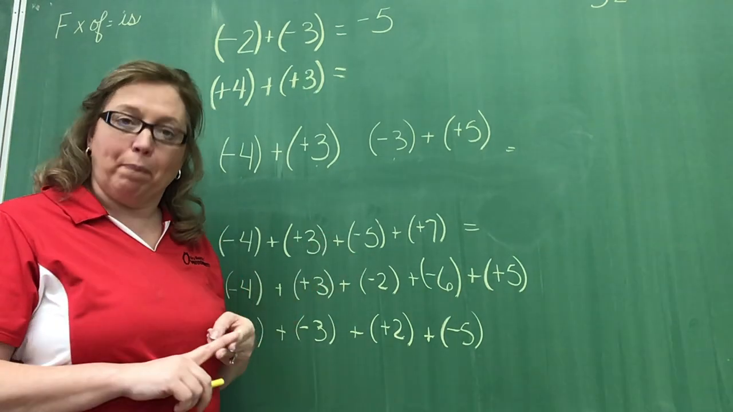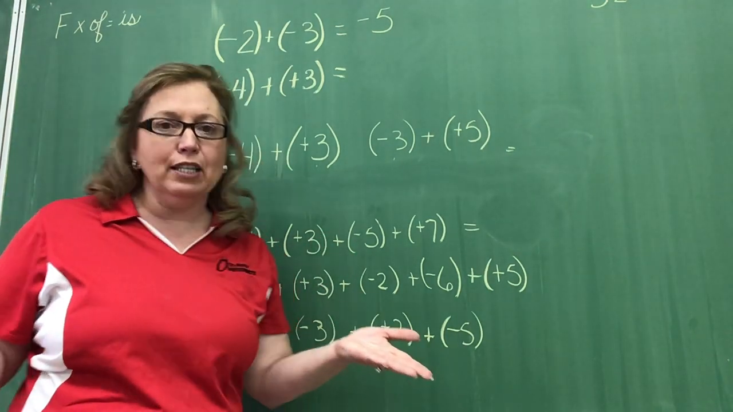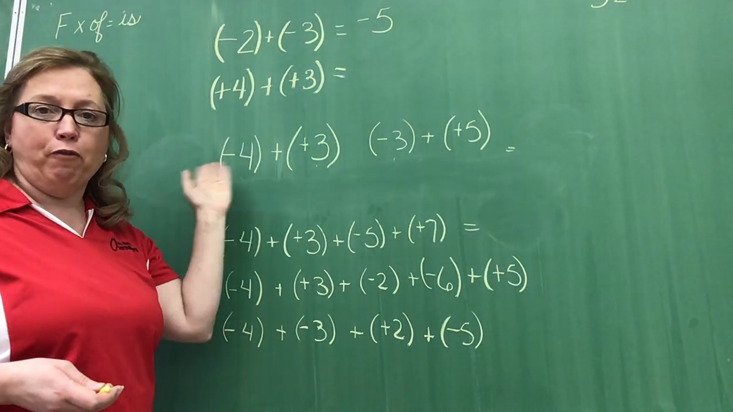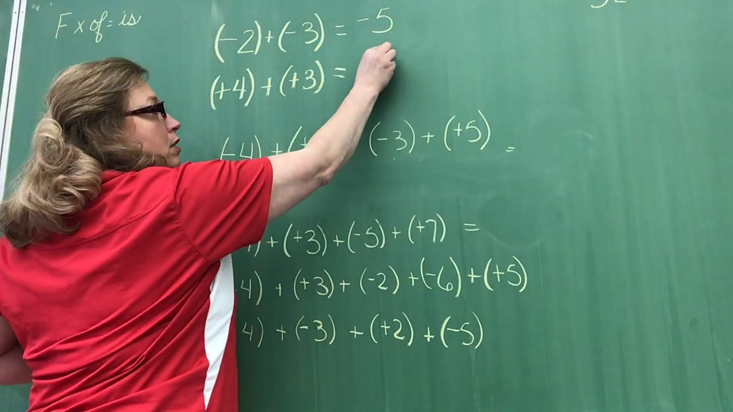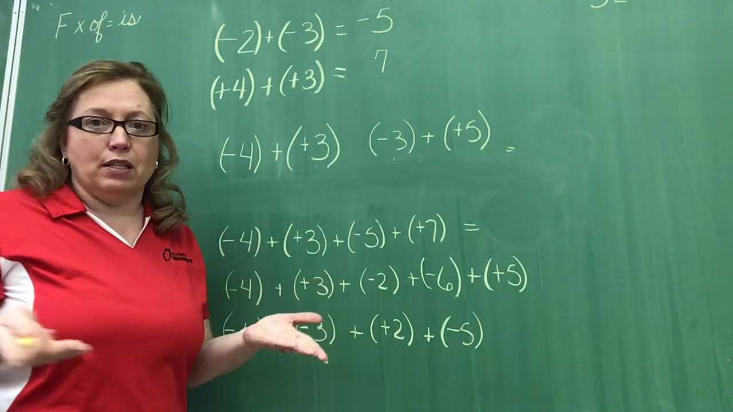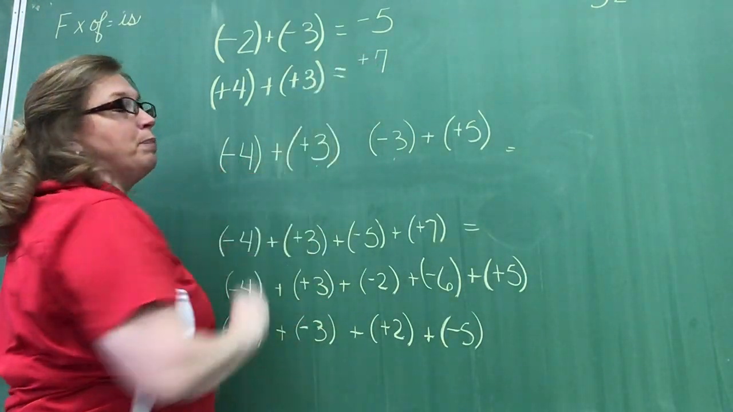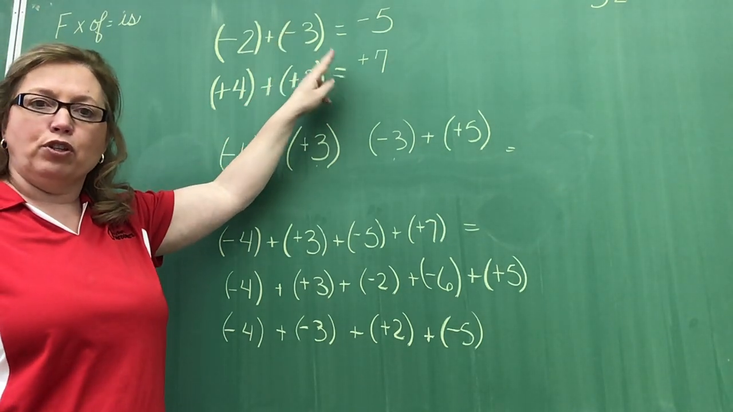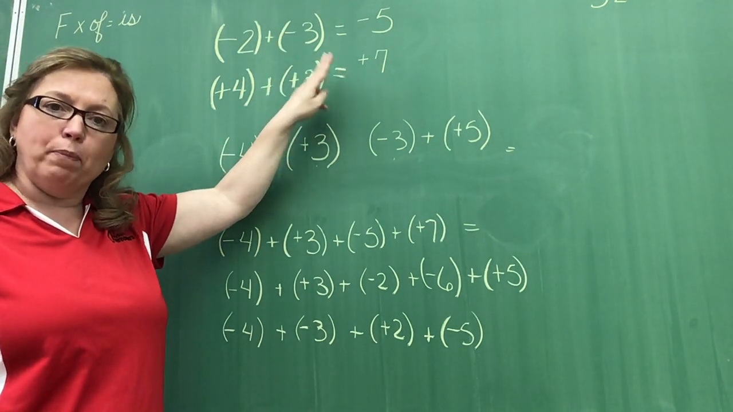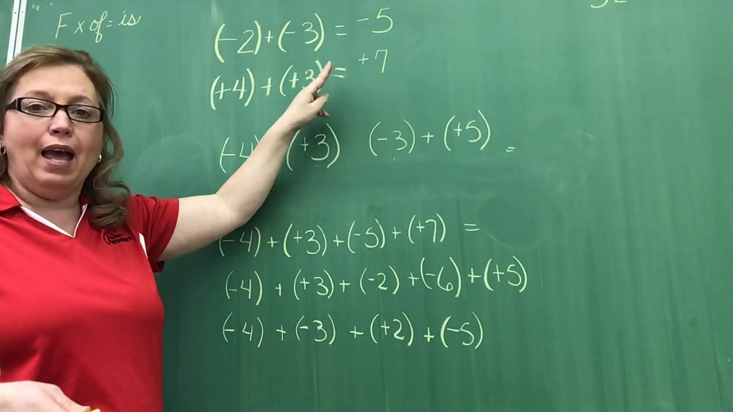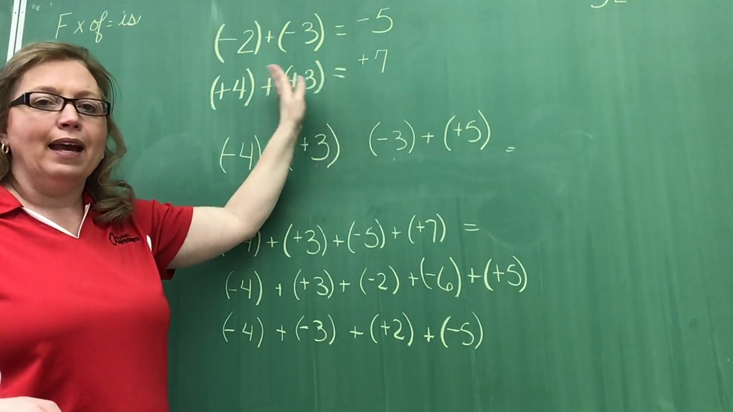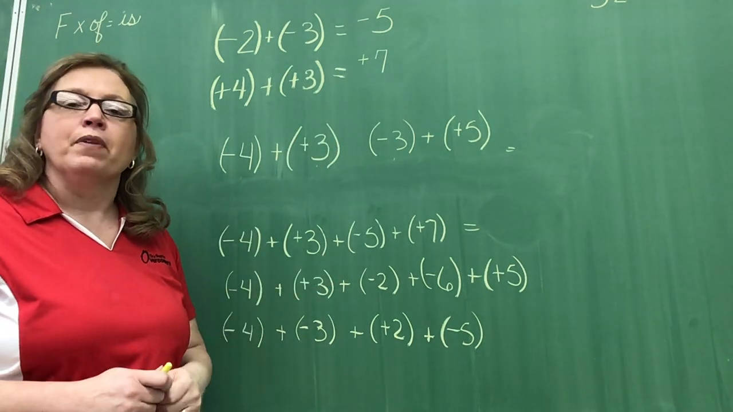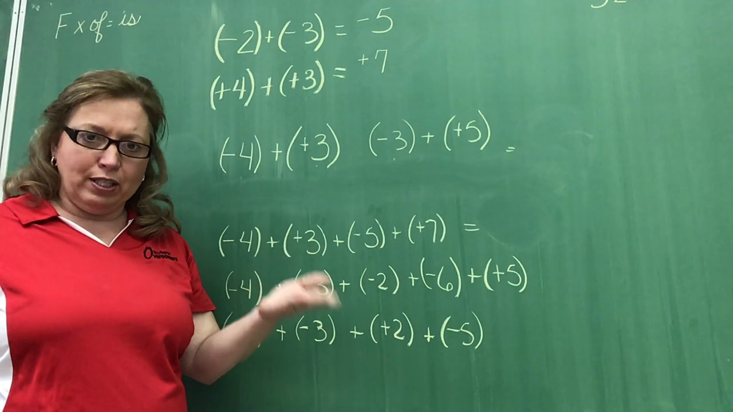Now, if both numbers are positive, this goes back to what you were doing in kindergarten, +4 plus +3. Well, 4 plus 3 is 7. They're both positive, so our answer is positive. This rule simply says if the 2 numbers you are adding are both positive or both negative, the signs are the same. Add your numbers together and keep your sign. Pretty simple. Now, what if the numbers are different?